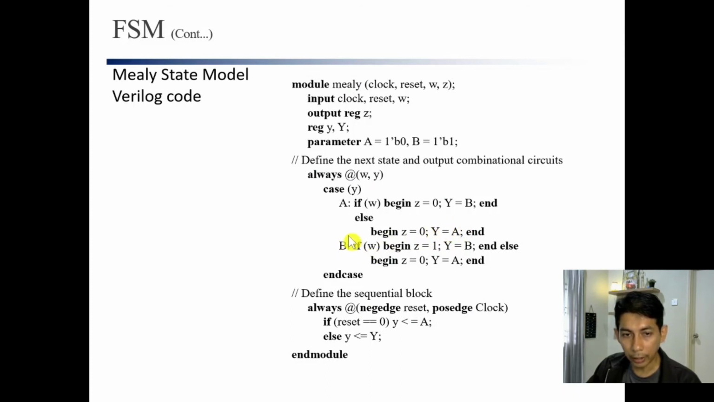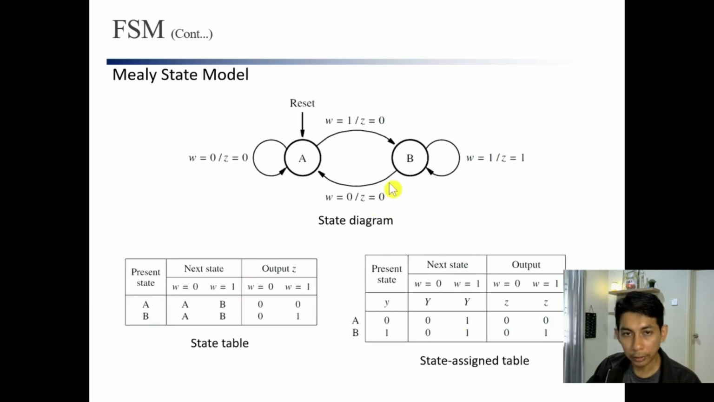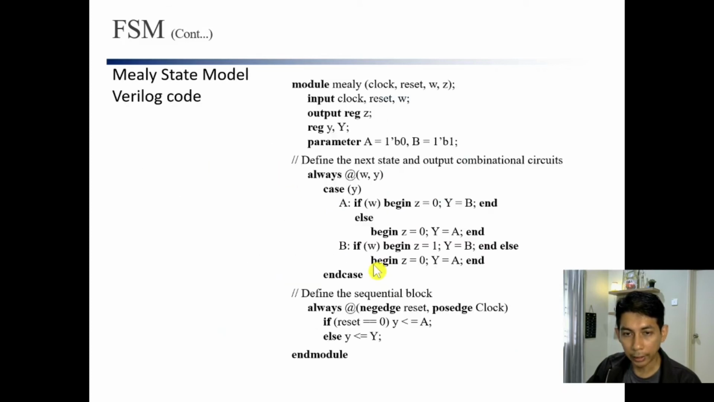And when we are at b, if w equal to 1, z equal to 1, and the next state will remain at b. And if w equal to 0, z should be equal to 0, and we will be at state a. Exactly. All right, so it is very easy to describe a finite state machine using Verilog.